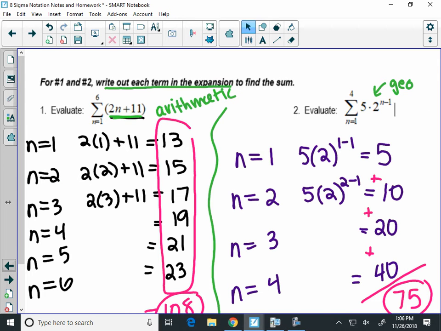Let's discover this. In the first one, I went from 1 to 6. How many numbers did you add up here? 6 of them, right? 1, 2, 3, 4, 5, 6. In number 2, I went from 1 to 4. How many numbers did I add up? 4. Is there a way that you could use those indices to get the number of terms we added up? We went from 1 to 6 here. How did I get 6?